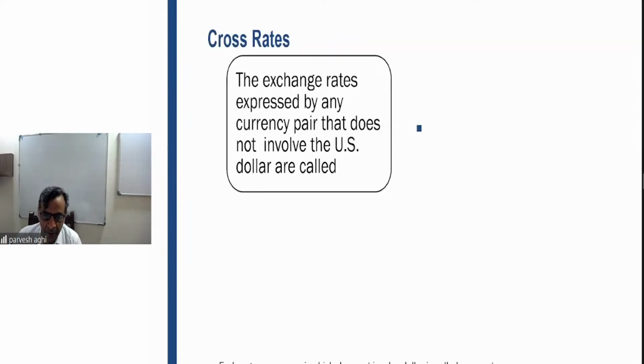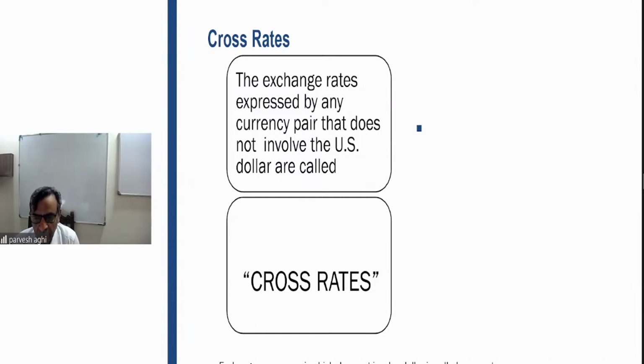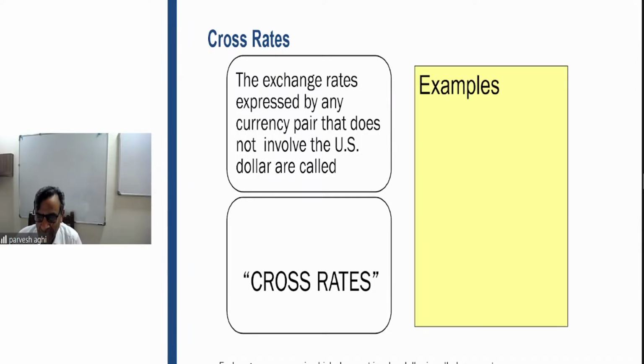Now, the cross rate, the exchange rate expressed by any currency pair that does not involve US dollar, are called cross rates. So whenever we are looking for any quote where the dollar is missing, for example, 1 pound is equal to so many rupees. Now here there is no dollar. So this is a cross rate. Now why we call it a cross rate, we'll understand.